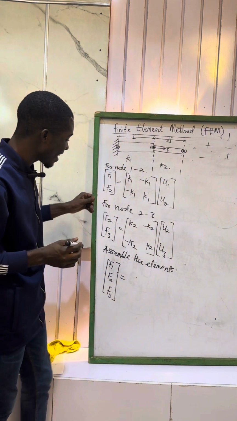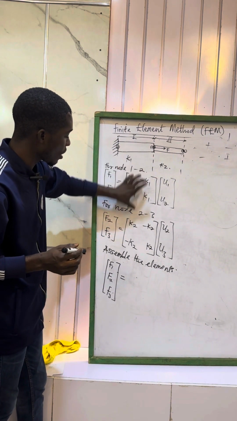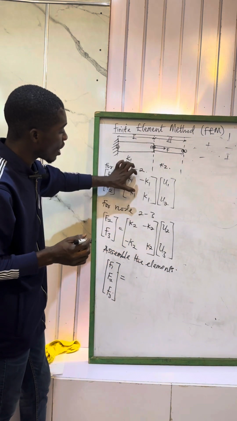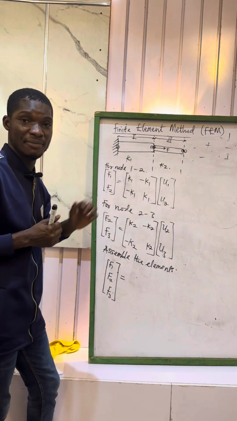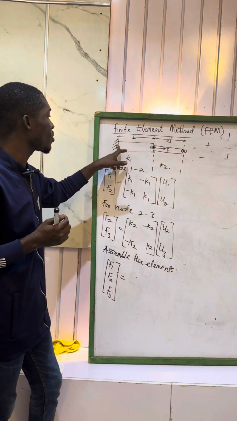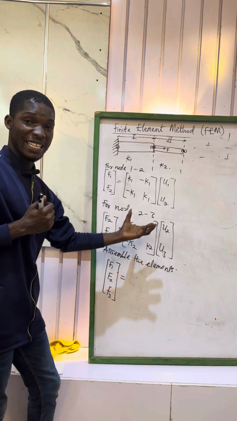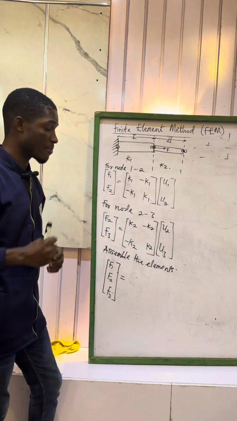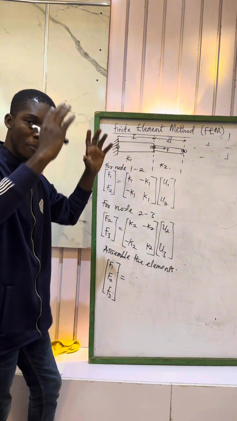Now for this one, look at it. How many? We're having like 2 by 2 here. We also have 2 by 2 here, right? So if you have 2 by 2, the matrix that is going to give you is going to be a 3 by 3 matrix. Why? How do I know this? Go back to your node. How many nodes do you have? 1, 2, 3. It still means that's what? The number of matrices you're going to get at the end of the day is what? 3 by 3 matrix. Now, let me show you how you're going to form the global string stiffness.